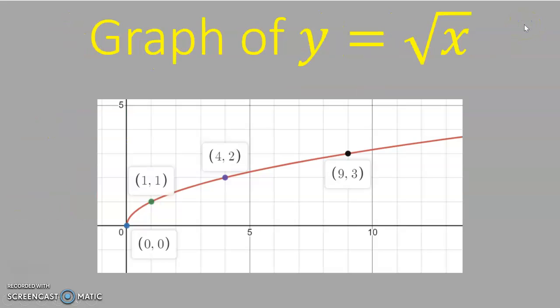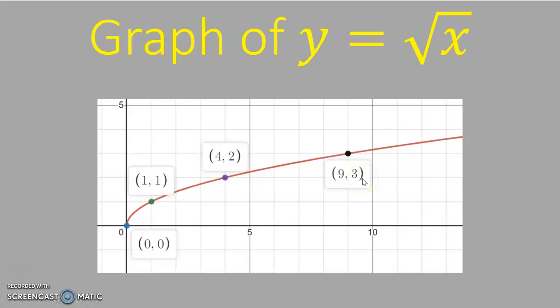So this is the parent function, which is the simplest function for the square root family. y equals the square root of x. There's no numbers in here. There's no minuses, anything like that. It's just simply y equals the square root of x. And you can see several points here from Desmos that were highlighted. The square root of 0 is 0. Okay, that's why (0, 0) is on there. The square root of 1 is 1. The square root of 4 is 2. The square root of 9 is 3, and so forth.